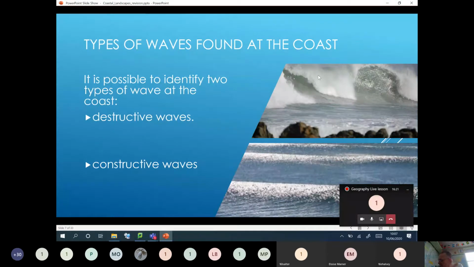Let's have a look at the top of your sheet. We're not actually going to do a diagram, we're going to write something in there, an activity. We're going to look at the 2 distinct types of waves, constructive and destructive waves.